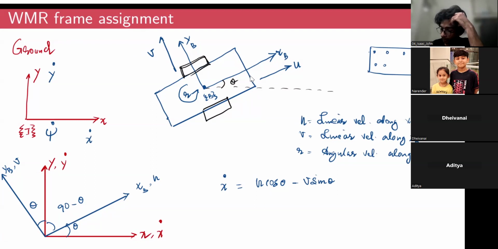I can explain it once more. And similarly, for y dot, the component of u along the y-axis is u sine theta.